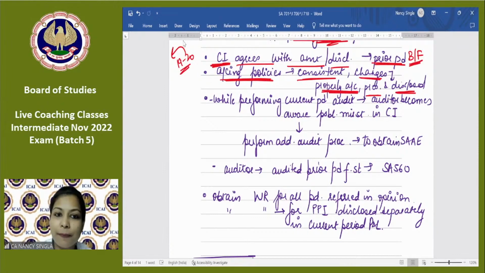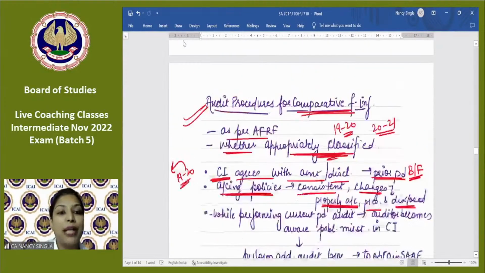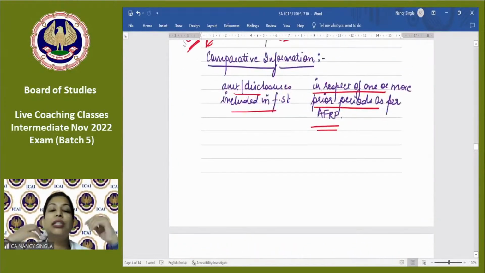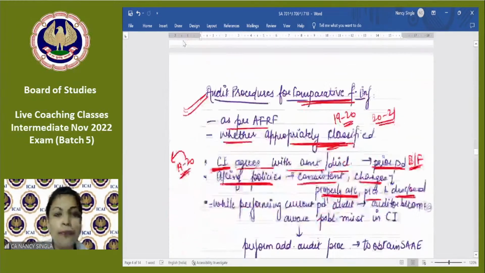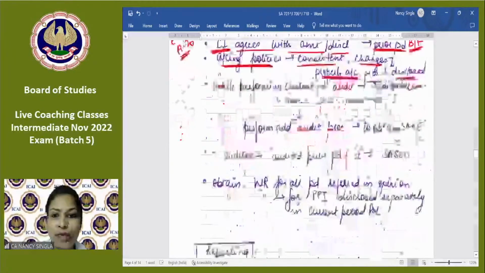ये तो हम बहुत टाइम से पढ़ते आ रहे हैं, right? तो अभी तक हमने कुछ भी नया नहीं किया. हमने क्या पढ़ा है? If any comparative information, और comparative information क्या होता है? When amount or disclosures included in financial statement in respect of one or more prior period as per the applicable FRF. वो कैसे होगा? Depend होता है FRF पे, ठीक है? So first of all, auditor will see whether it is as per applicable FRF, and if yes, then whether it is appropriately classified. Proper classification hai na, that this pertains to 2021, this pertains to 1920, and whether it agrees with the amount disclosures of the prior period, that is, it is brought forward appropriately or not. ठीक है? Last point, very simple. Accounting policies consistent है या नहीं, change है तो disclosure है या नहीं, appropriately accounted for है या नहीं.